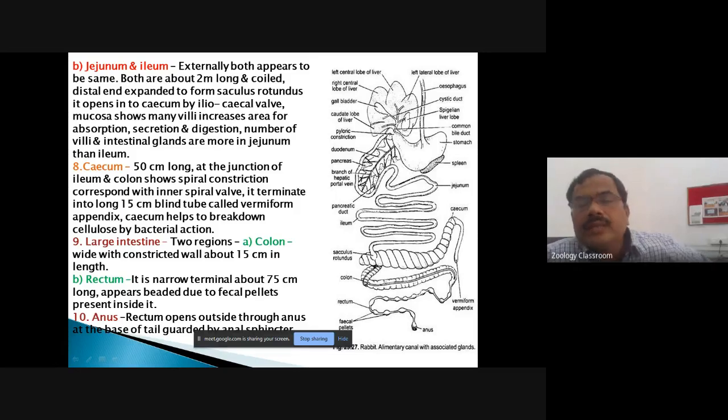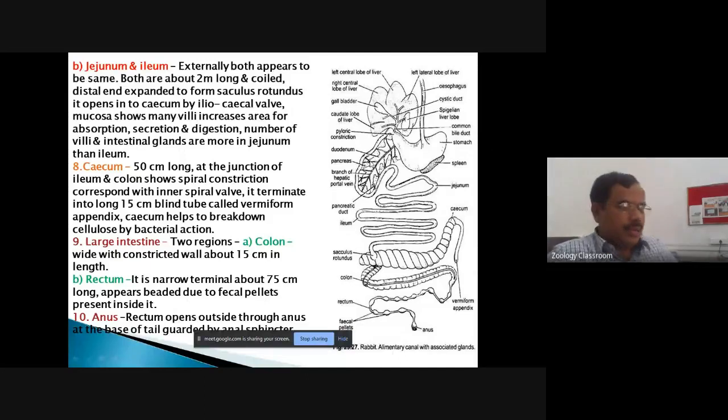Then, the pancreas. If you see the pancreas, it is a diffuse gland. It is present in the U-shaped loop. The ducts of this gland are called the pancreatic duct. The pancreas produces pancreatic juice, and this pancreatic juice is poured into the duodenum. Okay, so this is regarding the pancreas.